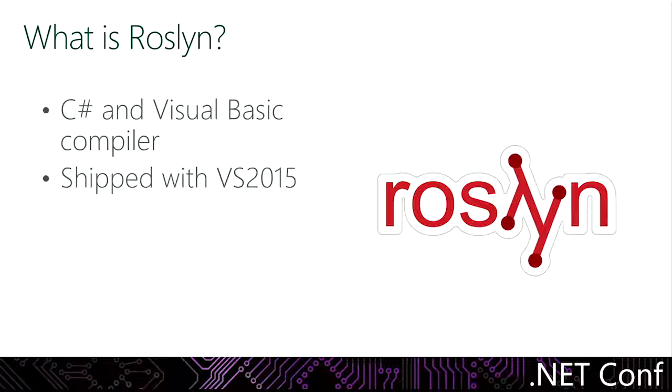So what is Roslyn? Roslyn is the code name for the project where we completely re-architected the C# and Visual Basic compiler into managed code from native code. And we started this about, I think, 8 years ago. I wasn't even here. I got to reap the spoils of it once we finally shipped with Visual Studio 2015.